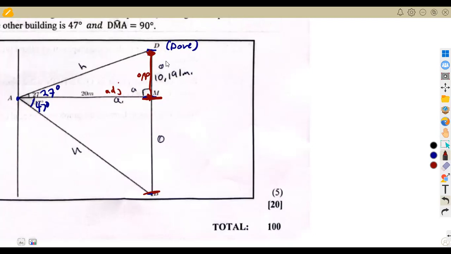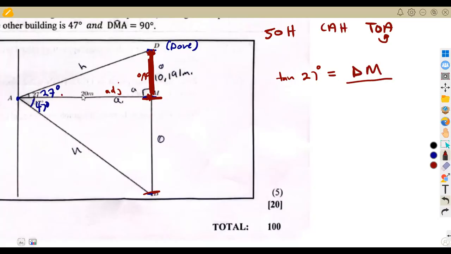So you just need a ratio that is going to use the opposite and the adjacent at the same time. There's only one ratio that uses opposite and adjacent from our SOHCAHTOA. From our SOHCAHTOA, opposite and adjacent is tan. So we're going to have our ratio: the tan of theta, which is the angle of 27 degrees, is equal to the opposite, which is the side that you are supposed to calculate, the height DM, over 20, which is the adjacent, which is 20 meters.